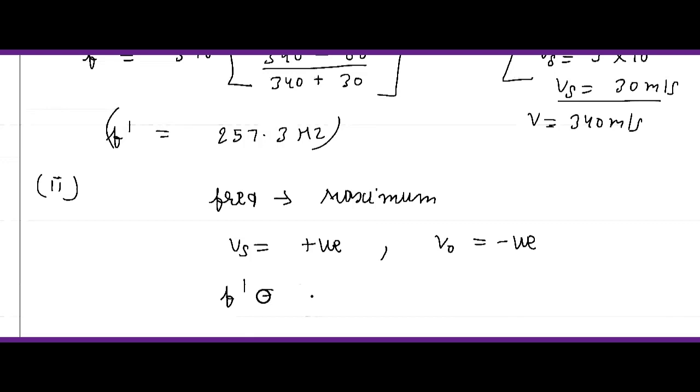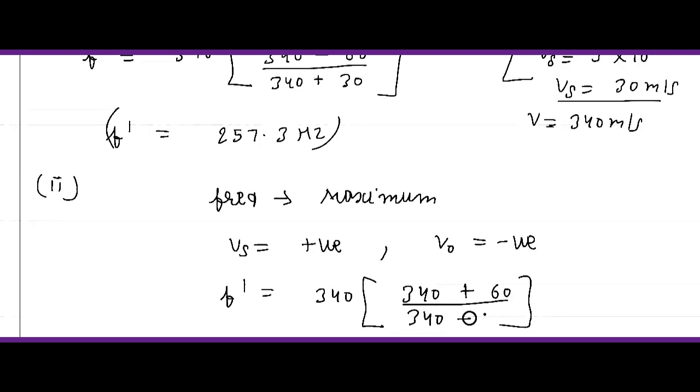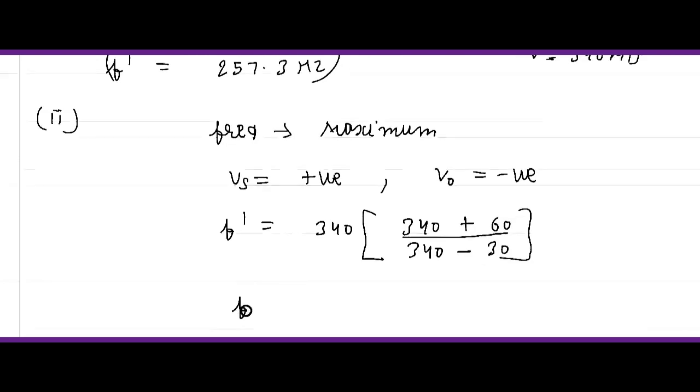f dash in this case is equal to, f is 340, V is 340, plus V0 is 60, divided by 340, minus Vs, which is 30 meter per second. After solving this, we get f dash, which is equal to 438.7 Hertz. This is the maximum frequency. These are the answers.